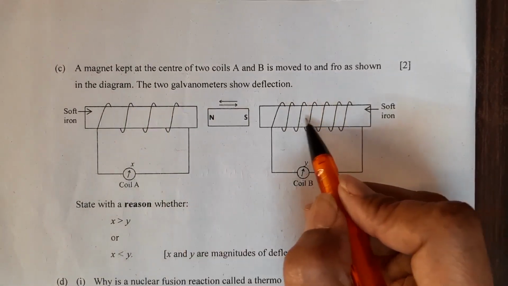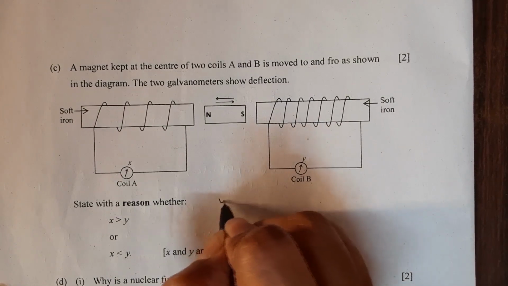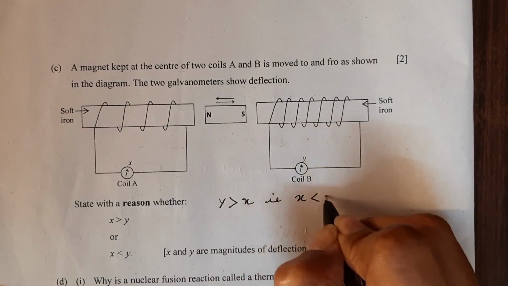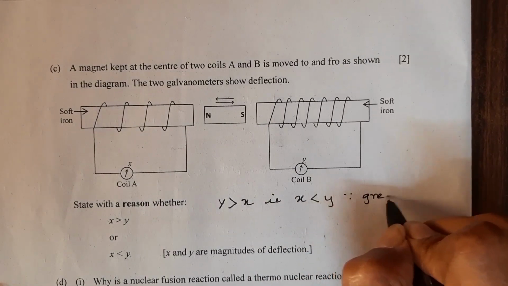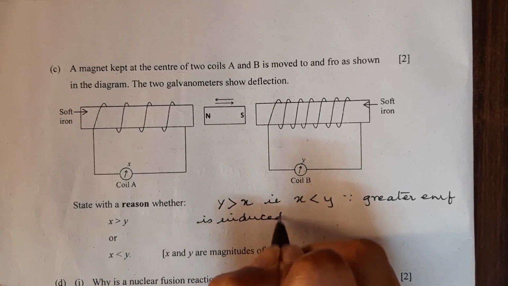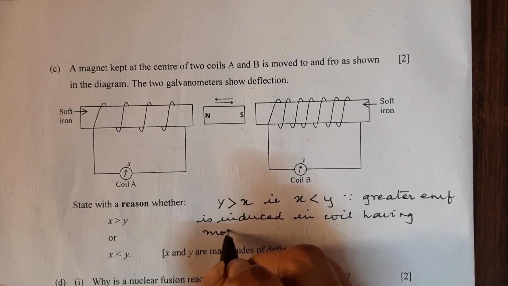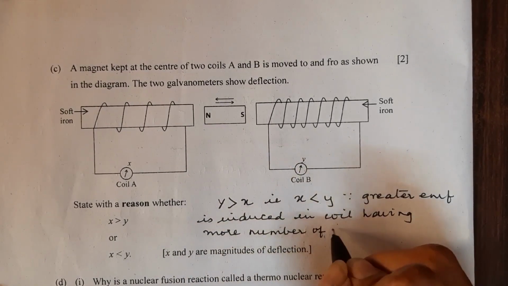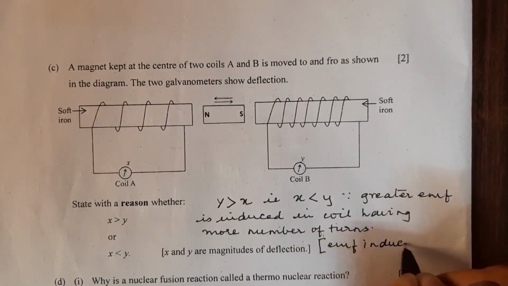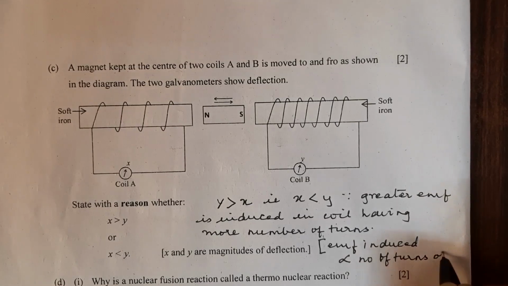Now we know here there are less number of turns, here there are more number of turns. So we are going to say, since there are more number of turns over here, we will say that Y is going to show greater deflection than X, which means X is less than Y, since greater EMF is induced in coil having more number of turns. And we will also mention that EMF induced is directly proportional to the number of turns of coil.